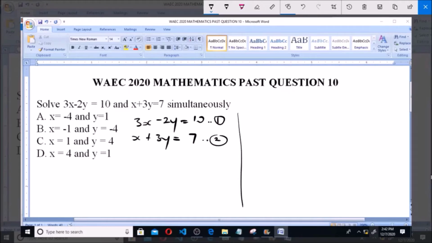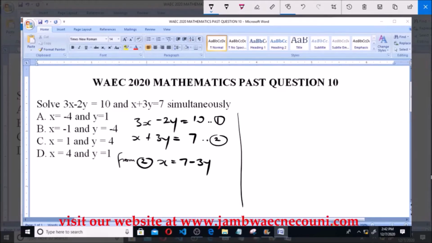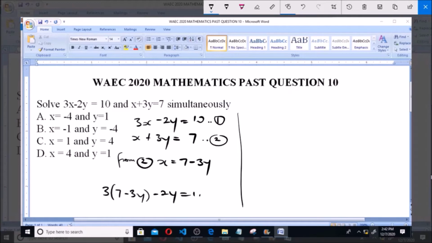So now I can say that from equation 2, x equals 7 minus 3y. Therefore I will substitute 7 minus 3y for x in equation 1. Wherever I see x, I put 7 minus 3y. So from equation 1, I'll have 3 times (7 minus 3y) minus 2y equals 10.